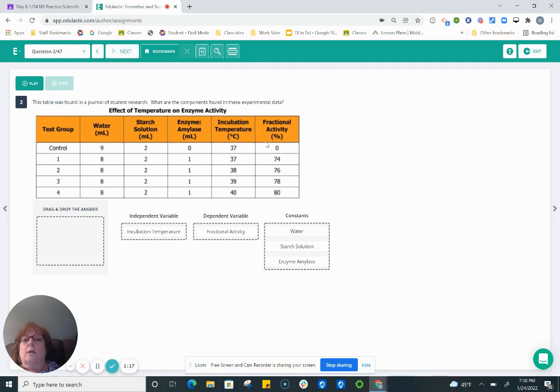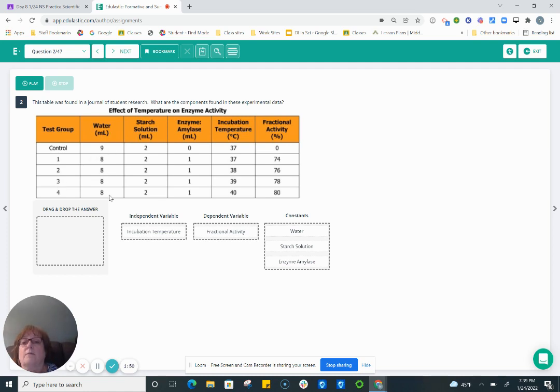This question here, they're asking you to determine independent, dependent, variable, and constants. So this is the effect of temperature on enzyme action. Enzymes are chemicals in your body, and they can run analysis in labs. They can change the effect of temperature and see if the enzyme is more active by breaking down things as the temperature increases. So they have a control group and four test groups.